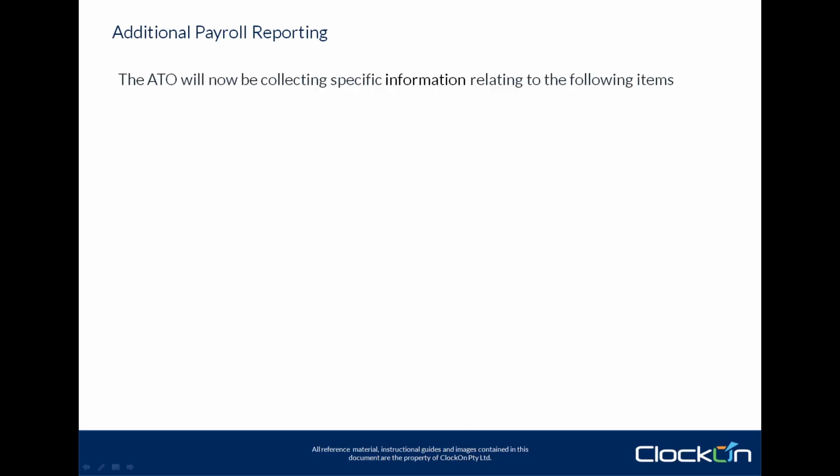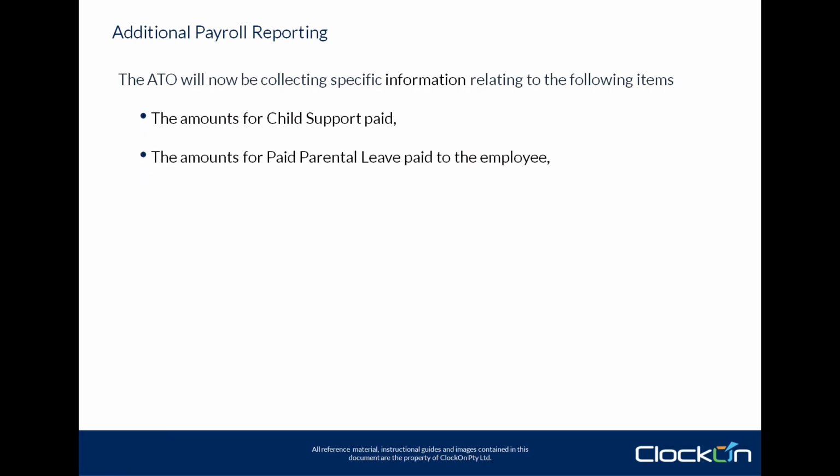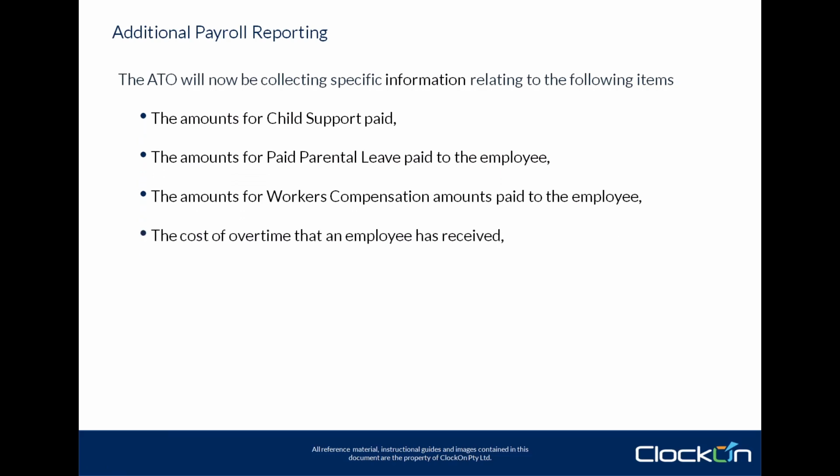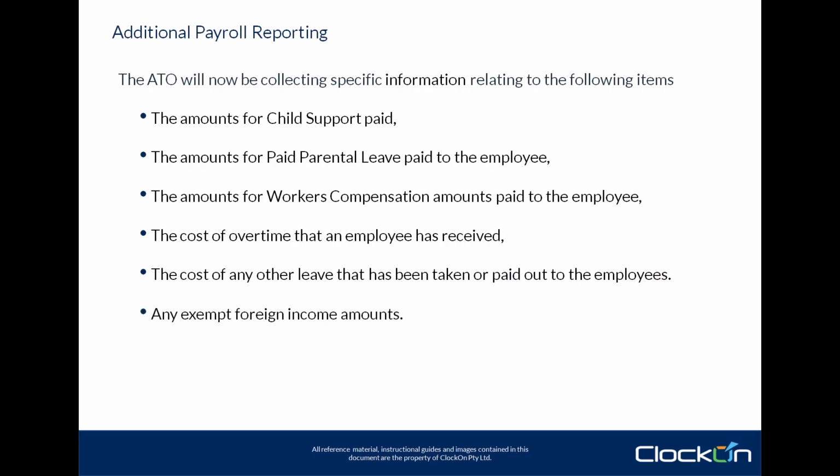Now, just going over some of those options that we saw in the previous slide, the ATO will now be collecting specific information in regards to the following items. The amounts for child support paid, the amounts for paid parental leave paid to the employee, amounts for workers' compensation, any overtime costs for the employee in a dollar figure, not in an hourly figure, the cost for any leave that's been taken or paid out for employees, any exempt foreign income amounts, and any foreign tax paid.